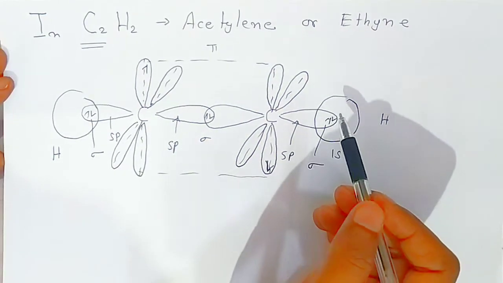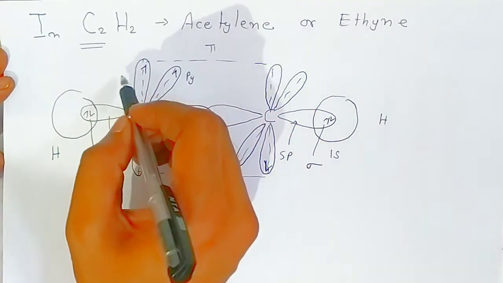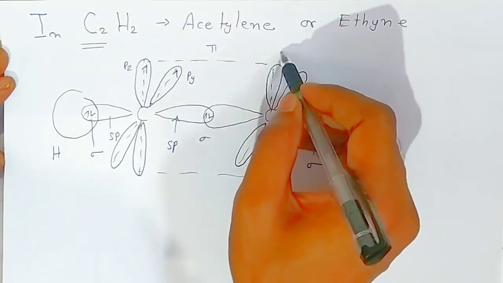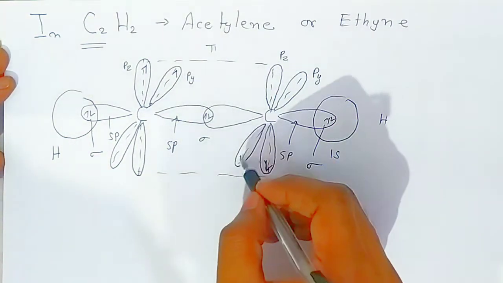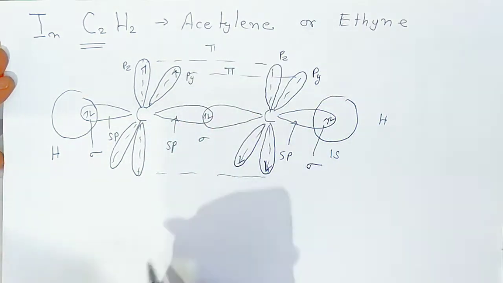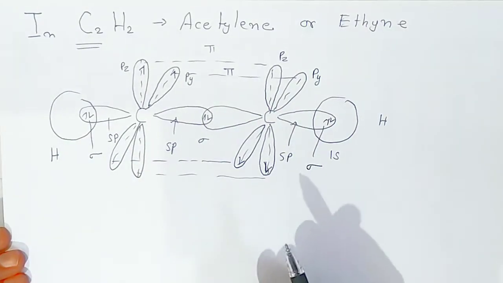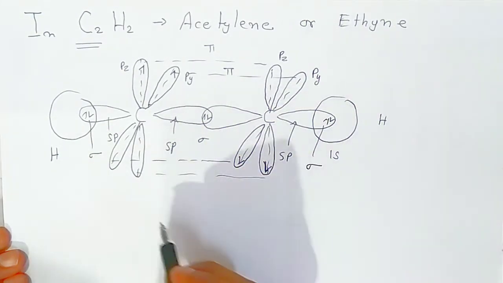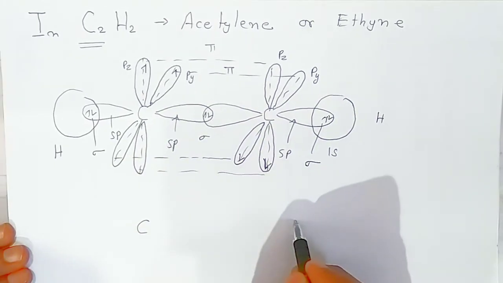Okay students, same thing. One unpaired electron of this pz, py, and this is pz and this is py. So the electron clouds of the py orbitals will overlap and form the second pi bond. So students, when you draw the diagram, it will be like this. That means between the carbons there is a triple bond present. So you can draw the structure like this.